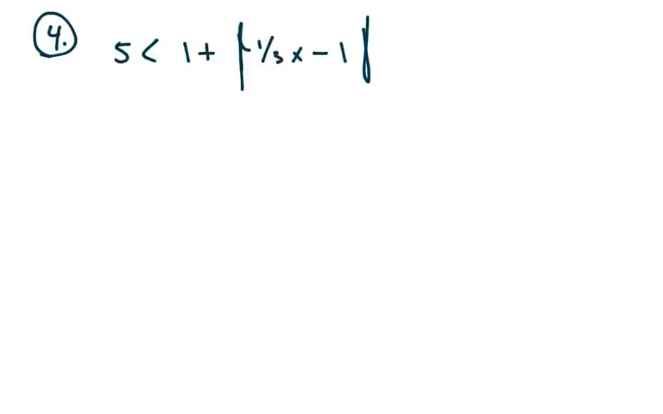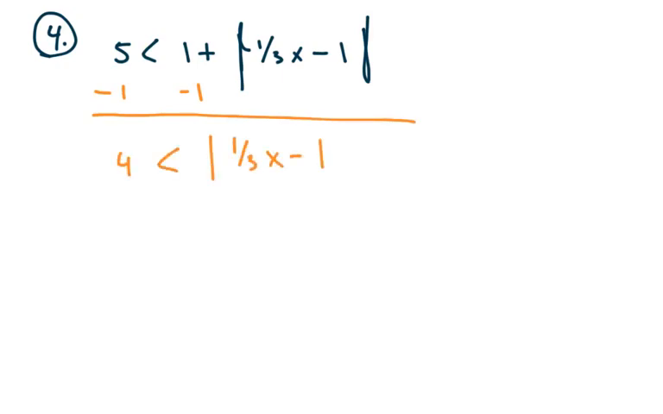Go ahead, if you haven't done so already, give a shot at number 4, and let's see how your work compares with mine. So I'm assuming that you've given this a go. Let's do this together now. We're going to subtract 1 again. Get 4 is less than the absolute value of 1/3 x minus 1. We're going to write down the two scenarios.